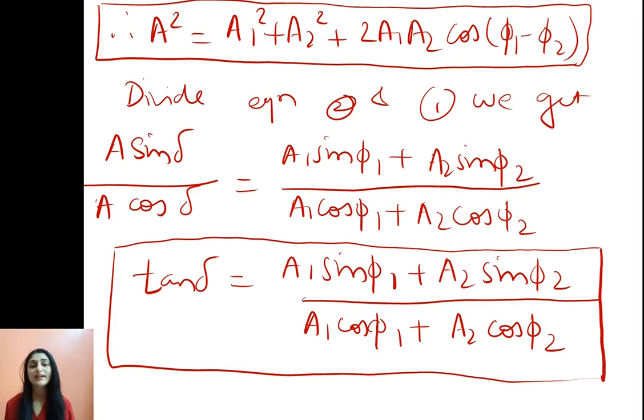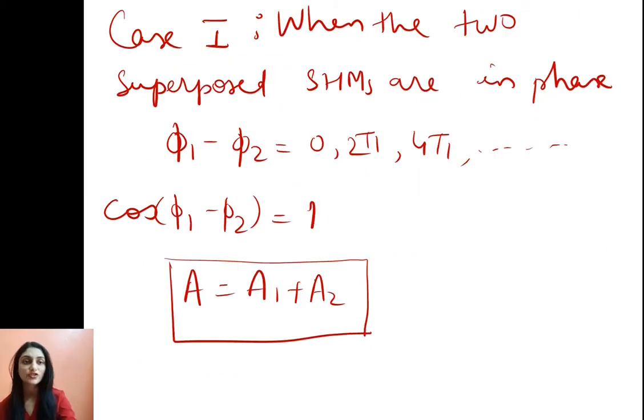Now for finding out delta, we will divide equation 2 by 1. So we will get a sin delta upon a cos delta, equal to a1 sin phi 1 plus a2 sin phi 2 upon a1 cos phi 1 plus a2 cos phi 2. A will get cancelled, and we know that sin delta upon cos delta is tan delta. So we are getting this value of tan delta. So now we have calculated the amplitude of the resultant SHM and the phase angle of the resultant SHM.